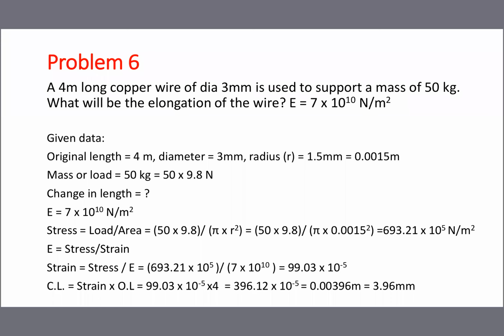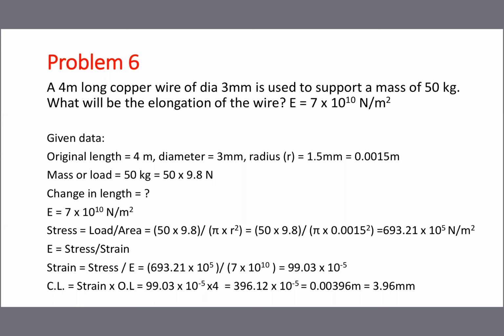So first, a 4 meter long copper wire, which is already given in meters, but the diameter is given in mm. You must convert it into meters. The given data, go through the first line: diameter 3 mm, radius 1.5 mm, converted into meters means 0.0015 meter. You must convert it, otherwise there is a problem; you have to substitute in the proper unit.